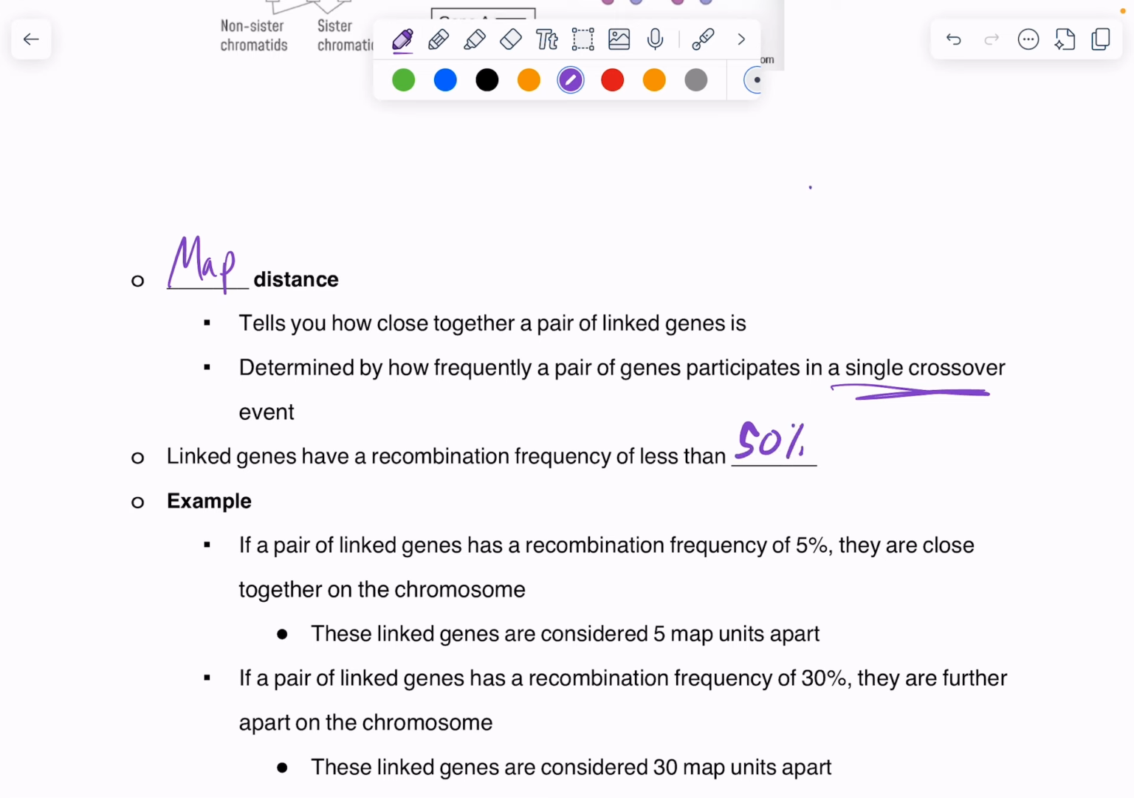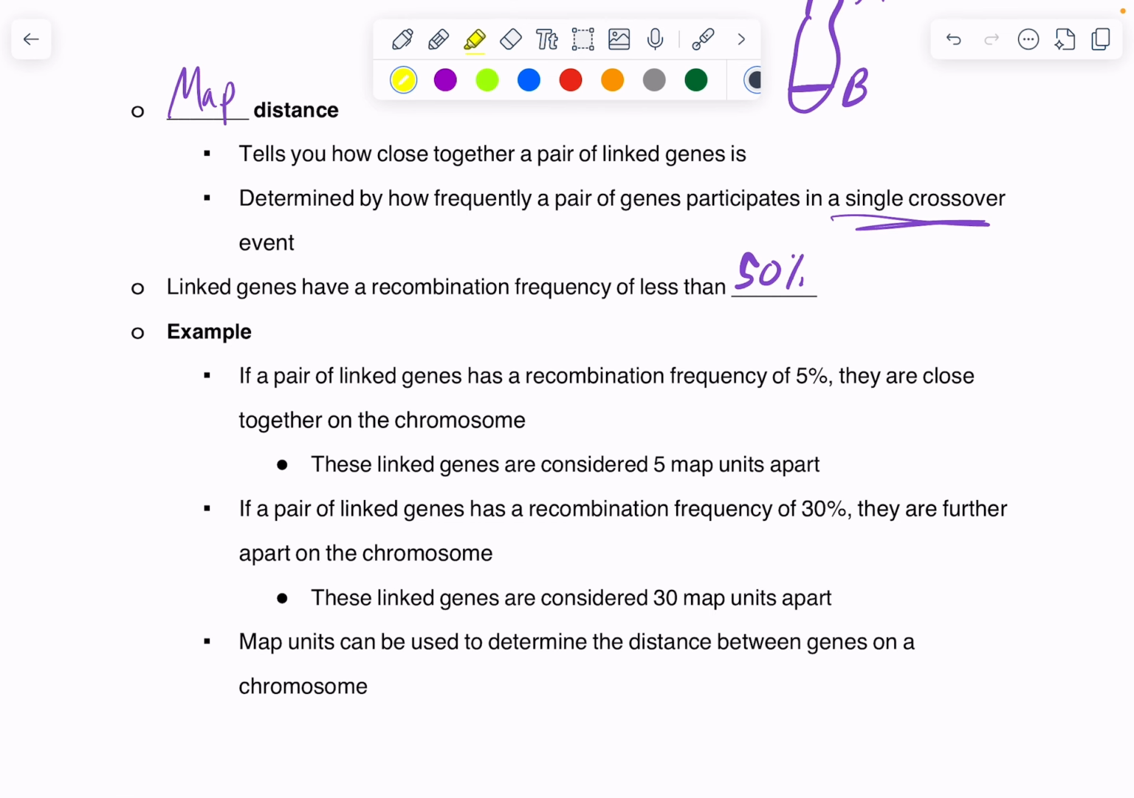So if we have a chromosome, 50% is our threshold for when we decide if it's linked or not. Because at a certain point, if they're too far away from each other, like genes A and B are here, then they are not considered linked. They are just inherited separately and have no relationship with each other.